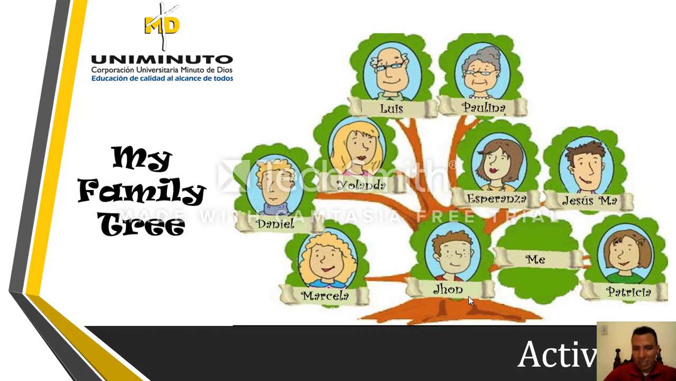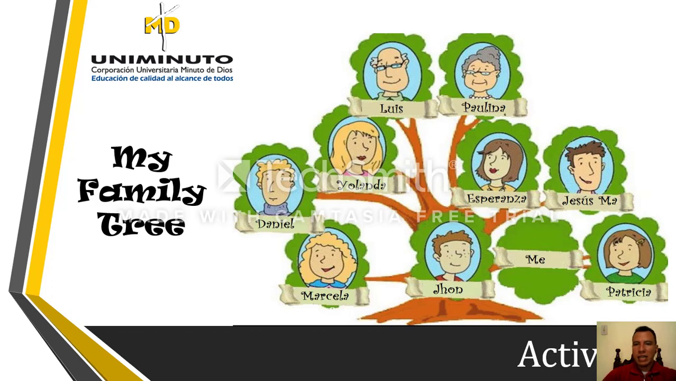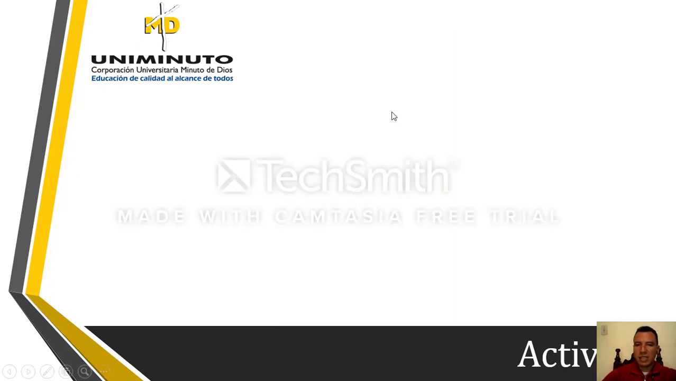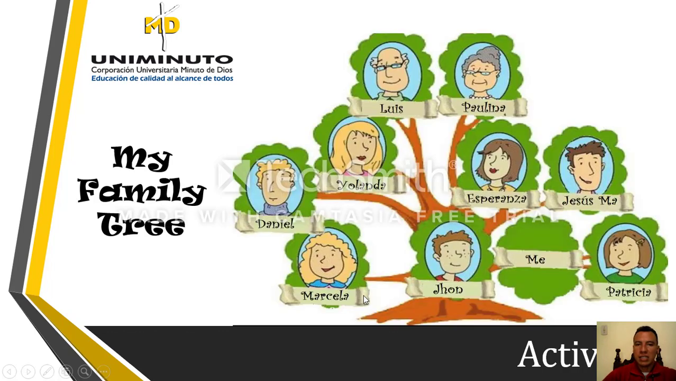For example, if I say, Luis is my grandfather, that's the first description. Luis is my grandfather. So this is Luis. Then I say, his wife is Paulina, and I use the possessive adjective his because it's about Luis. So if I show you this picture, I can see that his wife is Paulina. I mean, the wife of Luis. And I say, his wife is Paulina.